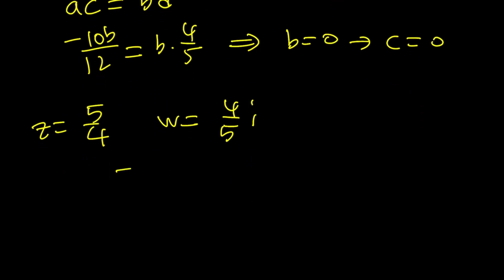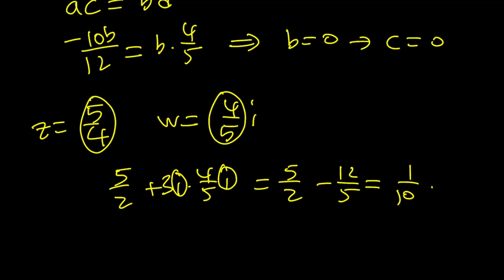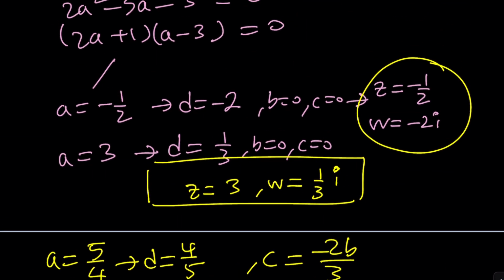2z is going to be 5/2 + 3i times (4/5)i. This is i squared, which is -1. 5/2 minus 12/5. If you make a common denominator, 1/10. That's not going to give us 5. There's a problem here. And zw is also not going to satisfy. Actually, that's going to work, but the first equation is not going to work. So we had the quadratic, remember? So we were supposed to find two pairs of solutions.